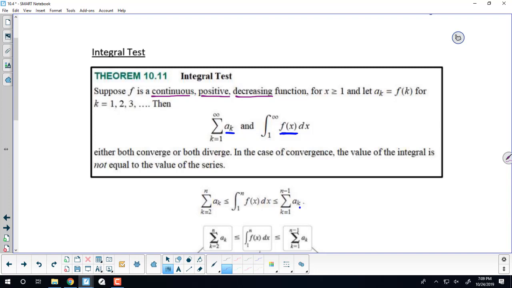And I hope that the continuous and the positive are both relatively straightforward. Remember, continuity is essentially depending on the function's domain. Positive should be really clear to you when you look at a sum from like 1 to infinity, if those terms are positive or negative. So those two things should be relatively clear. Decreasing, maybe not always the most straightforward one to deal with.